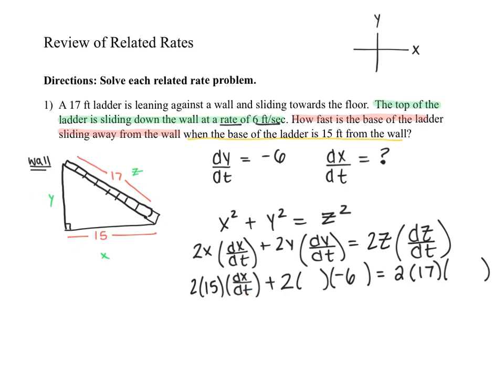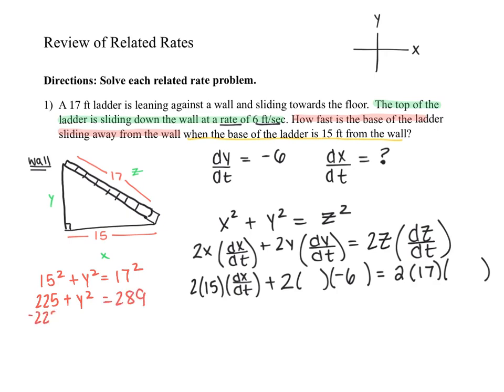We have a Pythagorean theorem here that we can actually solve. So we have x squared, so 15 squared plus y squared equals z squared. And we can solve. 15 squared is 225. 17 squared is 289.